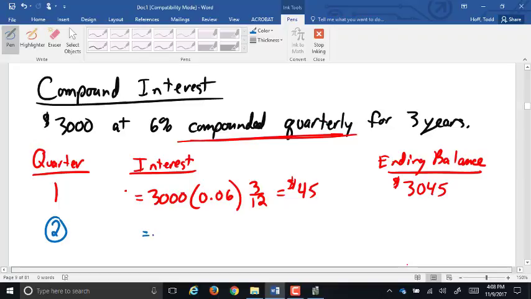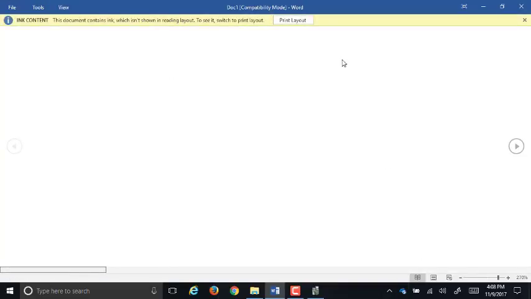Well, for quarter 2, our principal isn't $3,000 anymore, it's $3,045. That's going to give us, what, $45.68? What happened there?